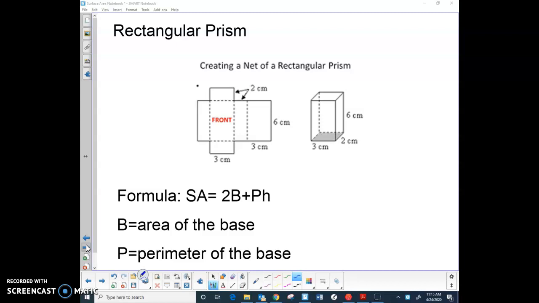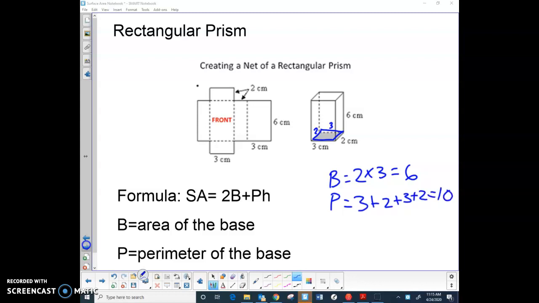All right, so just using the formula, the shaded area on the bottom, that's our base. So the area of our base is 2 times 3, which is 6. All right, our perimeter, that's the distance around the base. So we've got another side, 3 over there and 2. So our perimeter is 3 plus 2 plus 3 plus 2, which gives me 10.